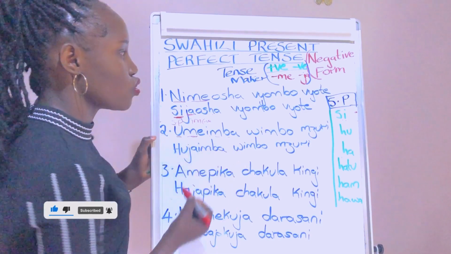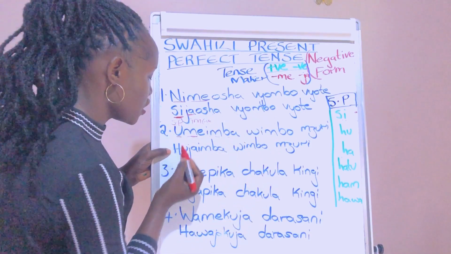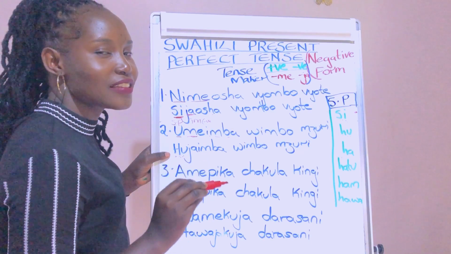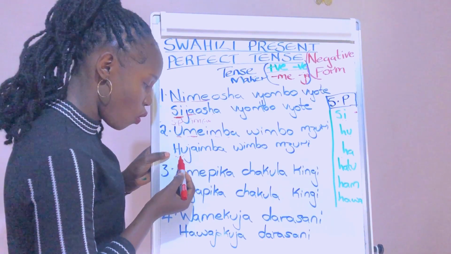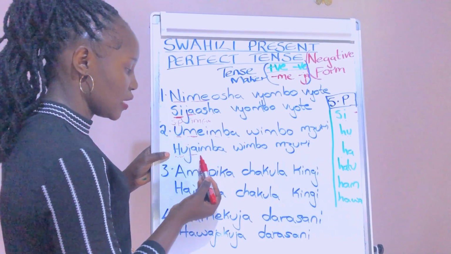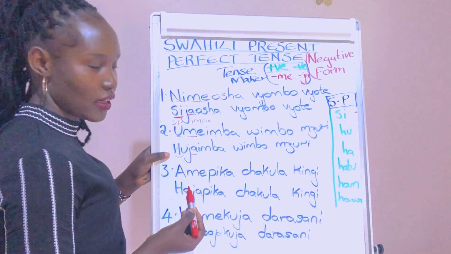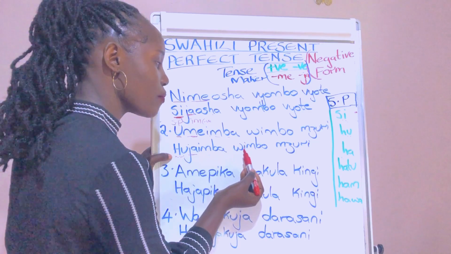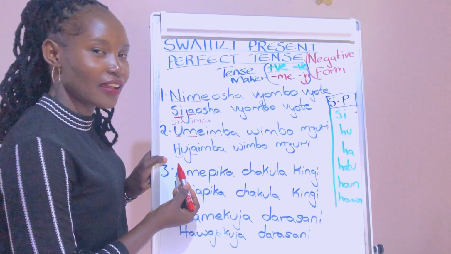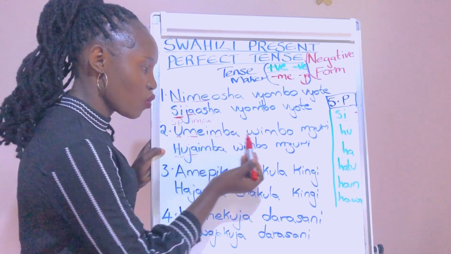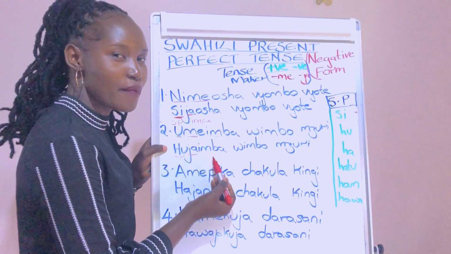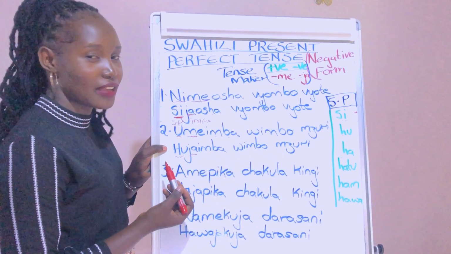So let's change this into negative form. U changes to hu, which is for the personal pronoun wewe in negative form. Huja. Ja is our tense marker in negative form. Imba remains the verb sing. So we say hujaimba wimbo mzuri, to mean you haven't sung a nice song. Umeimba wimbo mzuri. You have sung a nice song. Hujaimba wimbo mzuri. You haven't sung a nice song.